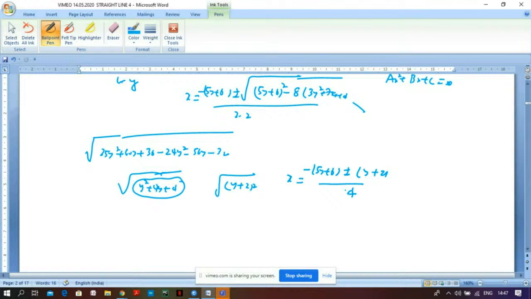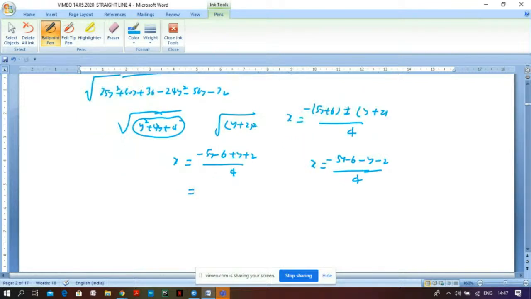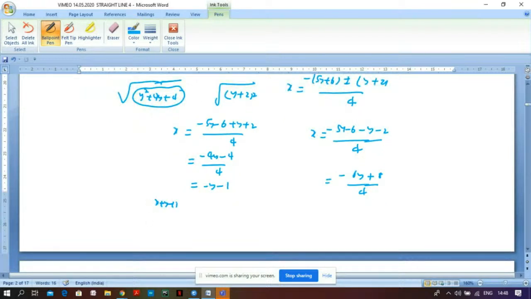2) over 4. I can take plus 1, plus minus 1. So negative of (5y minus 6) and plus (y plus 2) over 4. Or I can take x is negative of (5y) negative of 6 and negative (y) negative 2 over 4. That simplifies. So I can write this as negative of 4y and then negative of 4 over 4. That gives negative y minus 1. And this side you have got this as negative 6y and then plus 8 over 4.